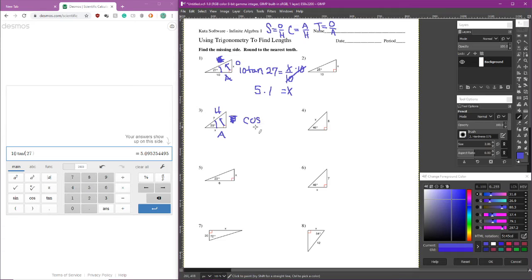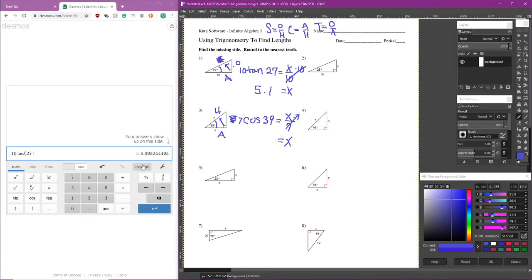And after the trig function comes the angle degree. So it's the cosine of 39. And it equals A over H. So this A is going to be on top with the x, and the h is on the bottom with the 7. So it's going to be x over 7. We're going to solve it the same way as the previous one. X is being divided by 7, so you get to multiply by 7 on both sides. 7's cancel, leaving x all alone.